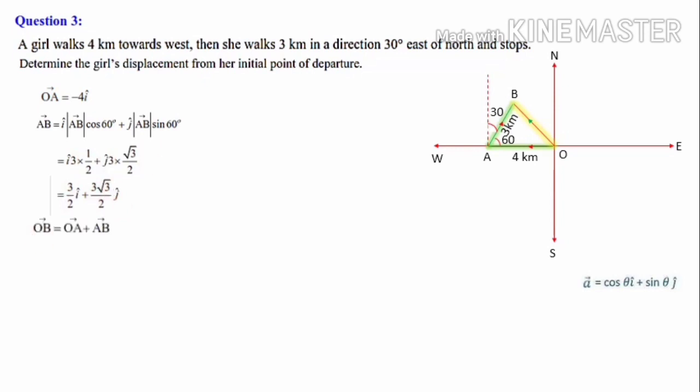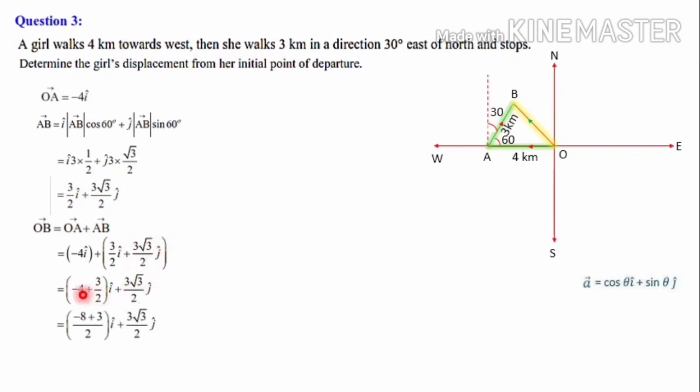Then vector OB, by using triangular law of vector addition, vector OB is equal to vector OA plus AB. That is written here. Vector OA we have calculated, minus 4i, plus vector AB, here calculated and kept, 3 by 2 into i cap plus 3 root 3 by 2 into j cap. Just i cap and i cap we can take together, minus 4 plus 3 by 2 into i cap, plus here j cap is 3 root 3 by 2 into j cap, same.